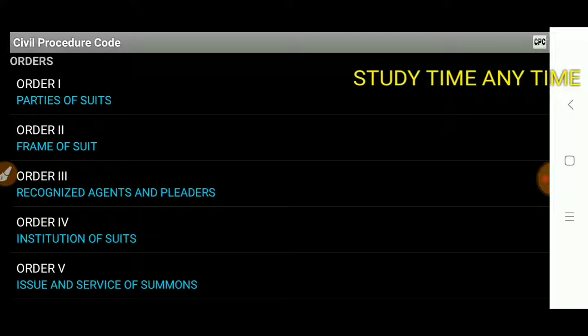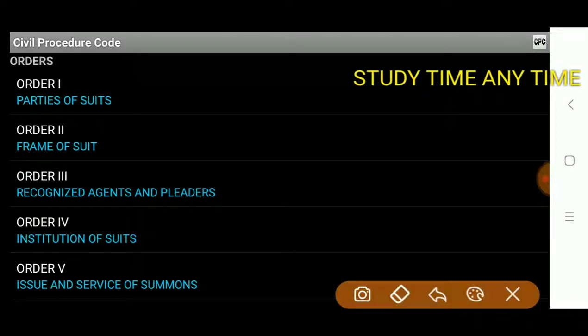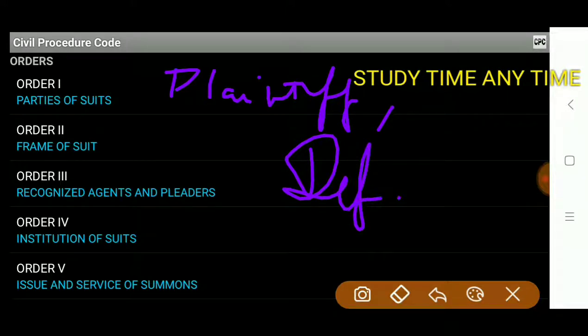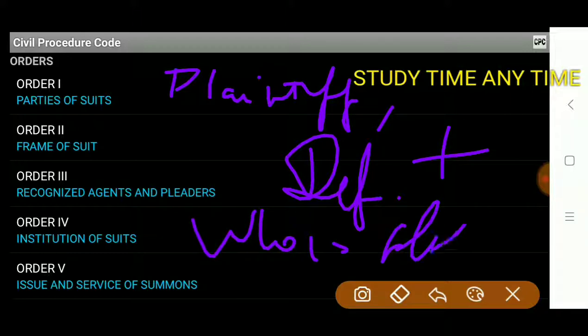all. Number 1, the order number 1 is the parties of suit, and it is mainly concerned with the parties: who will be the plaintiff, who will be the defendant, plus who is placed first, that is whose name will be placed first, whose name will be placed later, who will be the plaintiff, who will be the defendant. This is order 1.